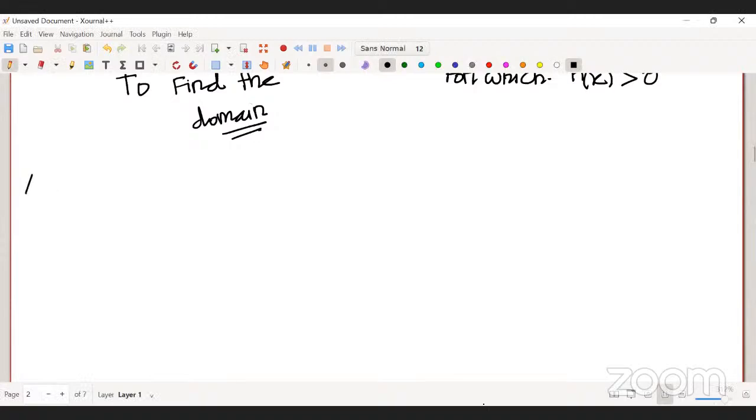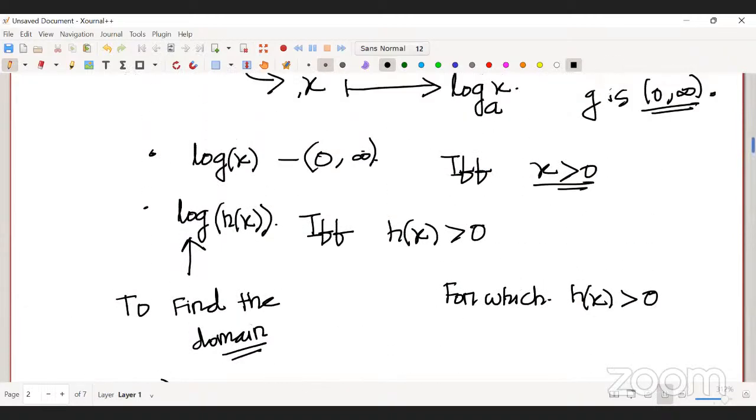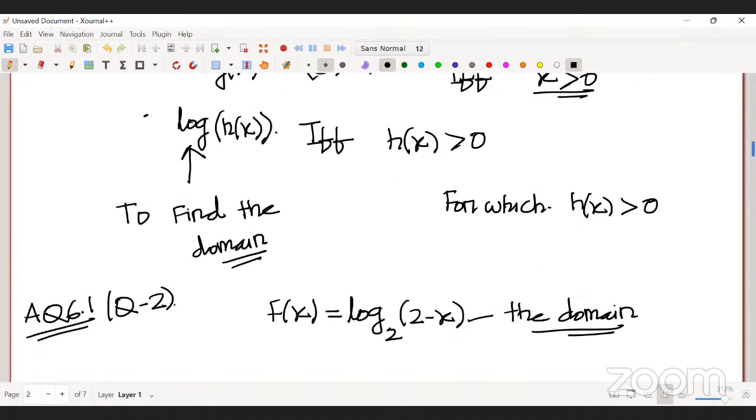So 6.1 question number 2. You have a function, so this is your function, 2 log of 2 minus x. This is your function, and what is your aim? You need to find where 2 minus x is greater than 0. So you need to find the domain of this function. So the same argument, whatever I have explained here.